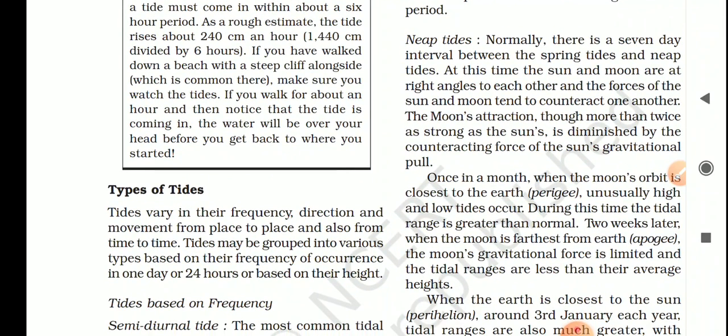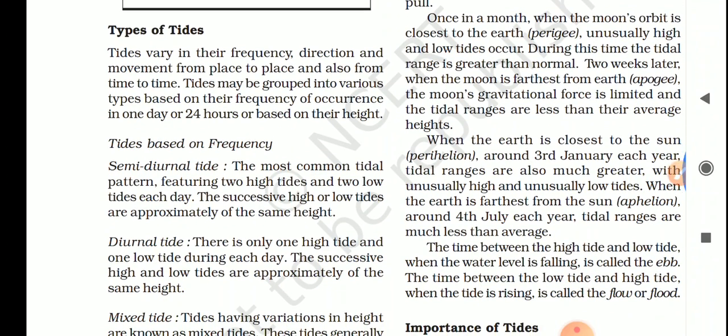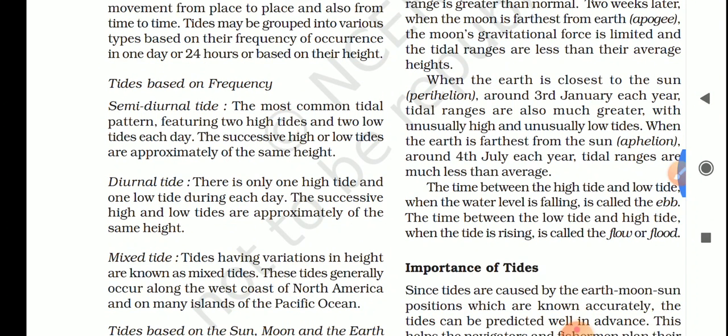Coming on to the types of tides. We can classify tides based on different aspects. Based on frequency, you have semidiurnal tides, which we talked about, with two high tides and two low tides. Then a diurnal tide means one high tide and one low tide. And then we have the mixed tides.